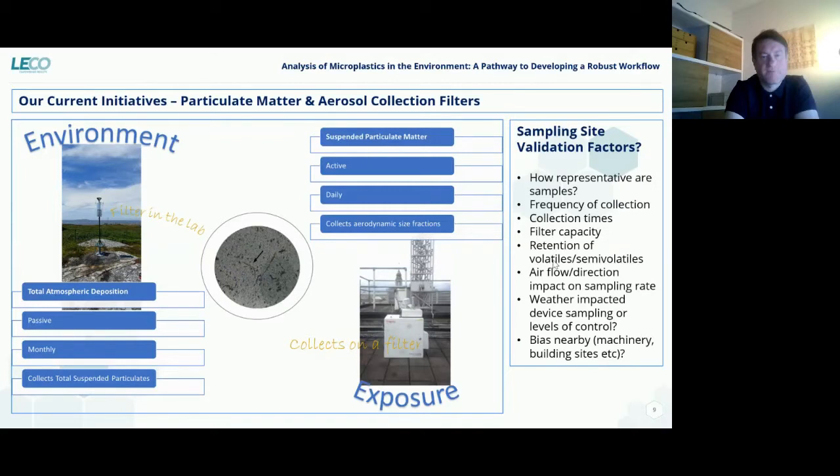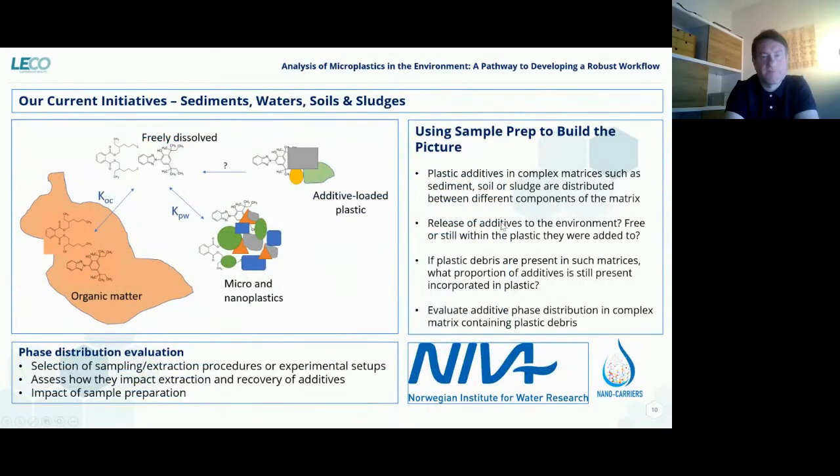And then, of course, environmental bias in the location. What is representative and what changes, what would cause spikes in our data, such as nearby building sites, machinery, and so on. And then what about samples in waters and sediments, dirty samples and so on, where we've got various organic matter as well as inorganic matter, freely dissolved species, and then microplastics and nanoplastics and so on.